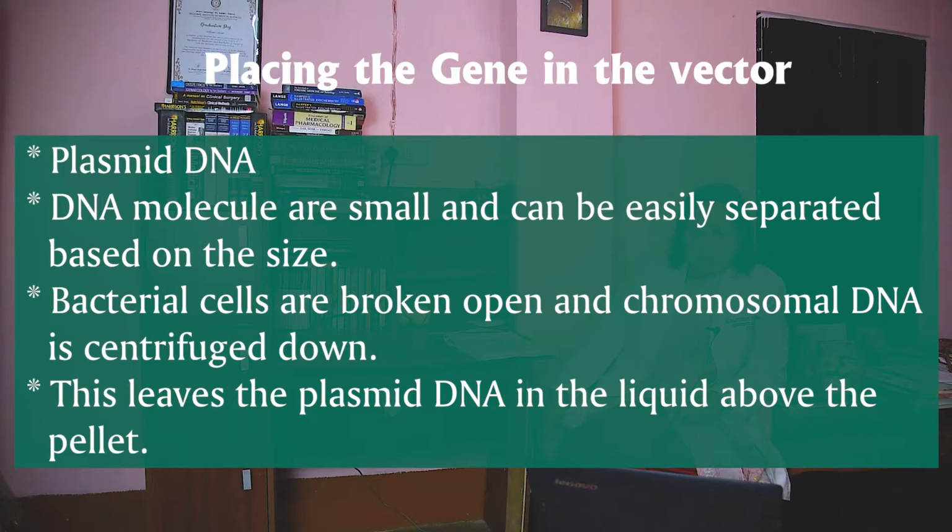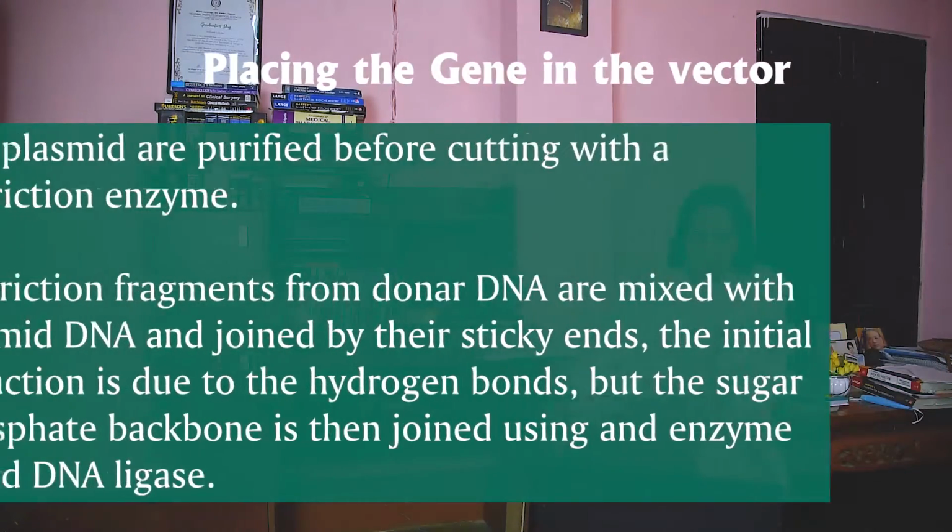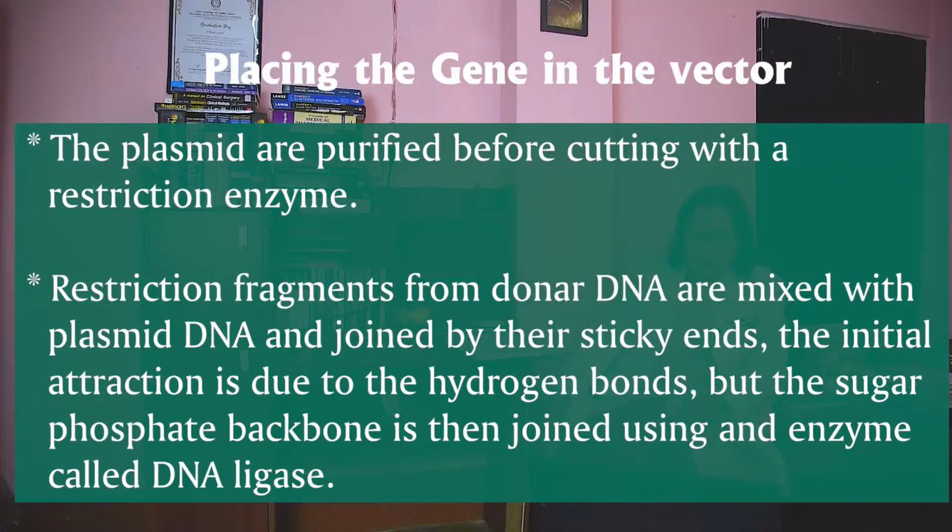Bacterial cells are broken open and chromosomal DNA is centrifuged down. This leaves the plasmid DNA in the liquid above the pellet. So the plasmid is purified before cutting with a restriction enzyme. Restriction fragments from donor DNA are mixed with plasmid DNA and joined by their sticky ends. The initial attraction is due to hydrogen bonds, but the sugar phosphate backbone is then joined using the enzyme DNA ligase.